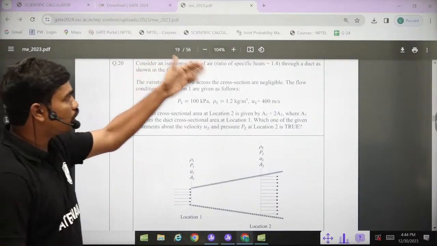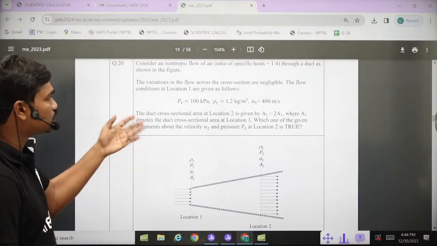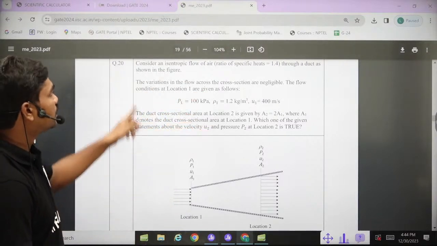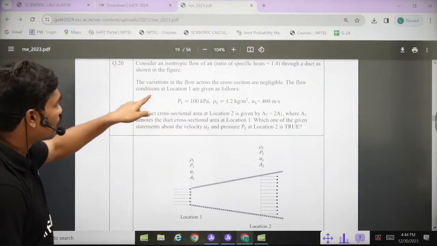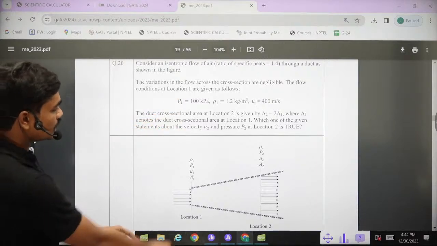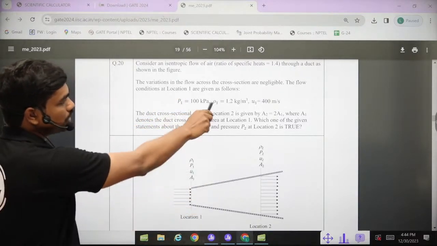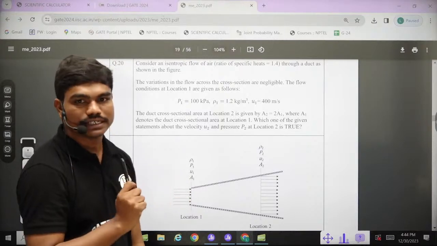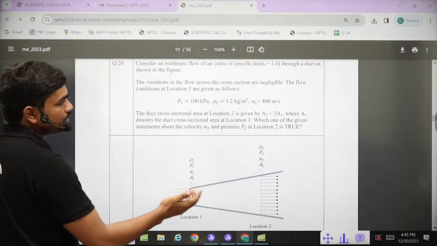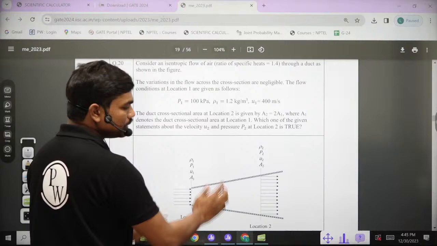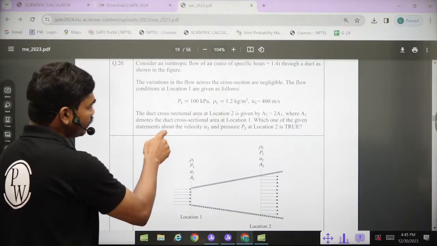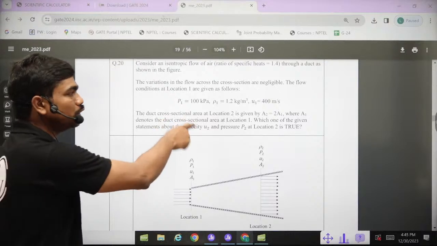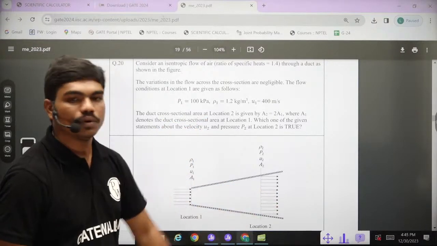Consider an isentropic flow of air, gamma is 1.4, through a duct as shown in the figure. The variations in the flow across the cross section are negligible. The flow conditions at location 1 are given as below: P1 is 100 kilopascals, density is 1.2, and U1, the velocity of the flow at this section, is 400 meters per second. The duct cross sectional area at location 2 is given by A2 equal to 2A1, which means basically it's diverging, where A1 denotes the duct cross sectional area at location 1. Which one of the following statements about the velocities U2 and P2 at location 2 is true?